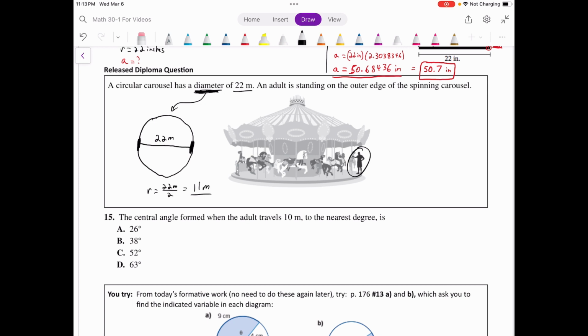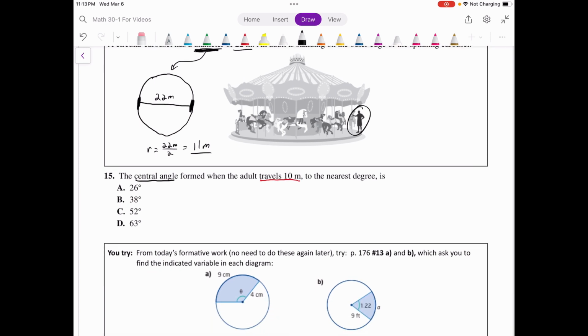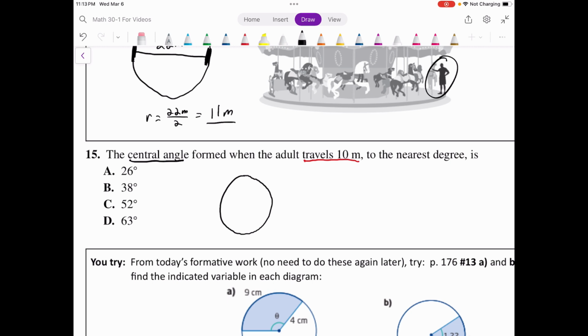Okay. Now, what are we actually trying to figure out here? We want to figure out the central angle formed when the adult travels 10 meters. So let's look at this from above. Let's think about this from a bird's eye view. Because when the adult travels 10 meters, what does that mean? Well, the adult's not moving in a straight line, right? They're following this curved circular path. So for them to go 10 meters, it means they're moving in a curve, but 10 meters. In other words, they're going like this, 10 meters.